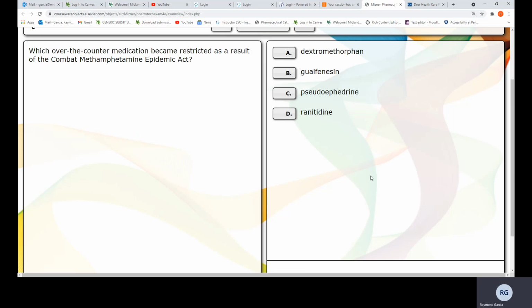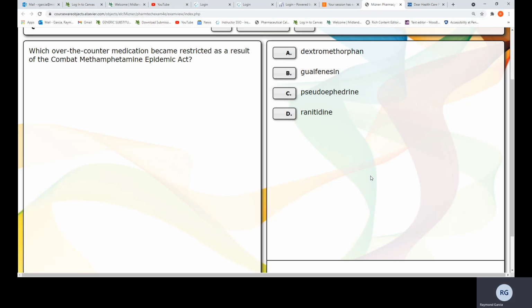Which over-the-counter medication became restricted as a result of the Combat Methamphetamine Epidemic Act? So which one can you only get behind the pharmacy? Because people were making methamphetamine. You might have seen this in Breaking Bad. You didn't watch that one either? You didn't watch the TV.